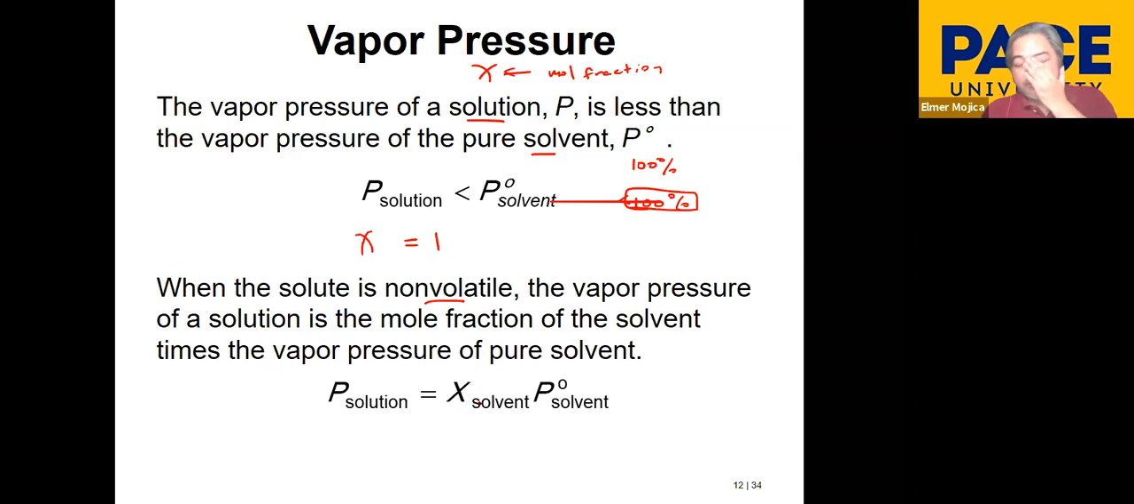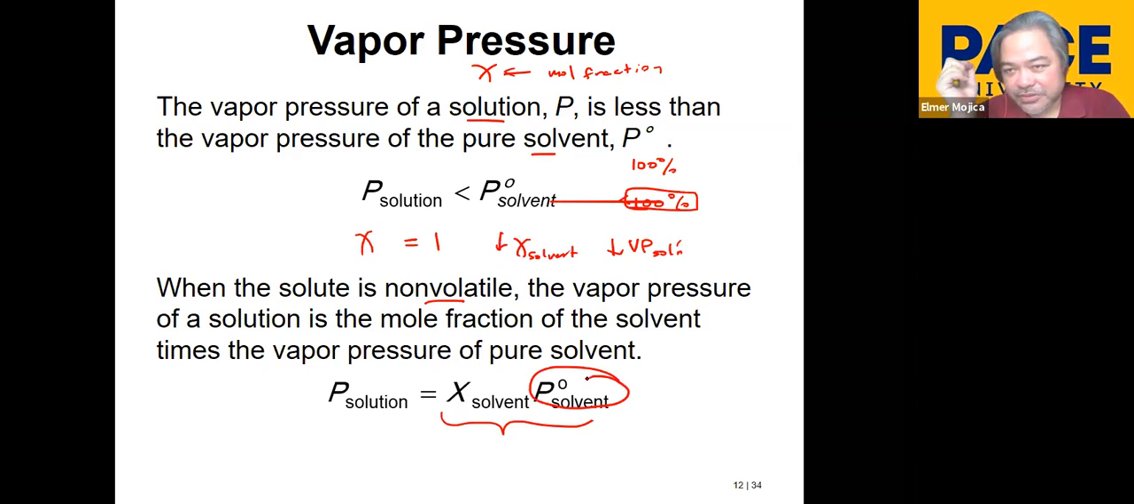What happens to the mole fraction of your solvent as you add more solute? The mole fraction decreases, and if it decreases, it leads to a decrease in the vapor pressure of the solution, because in this calculation everything comes from the vapor pressure of the solvent. So if the mole fraction decreases, how does the mole fraction decrease?